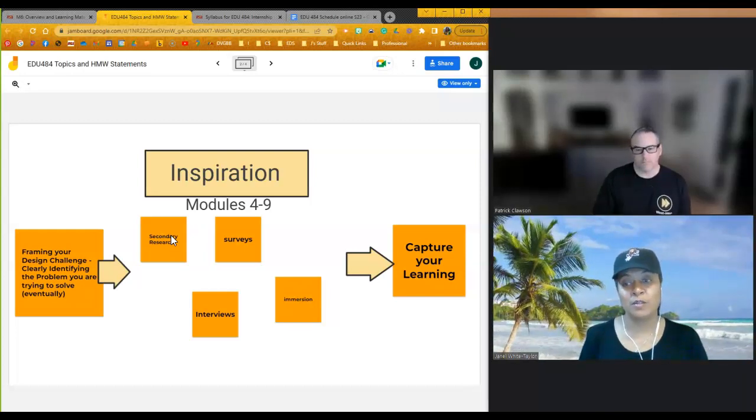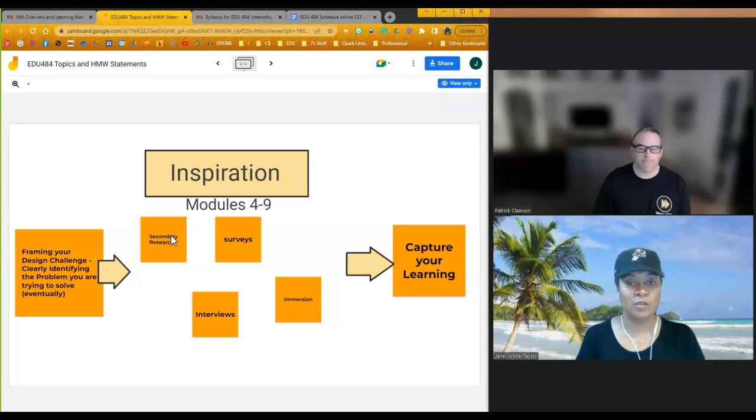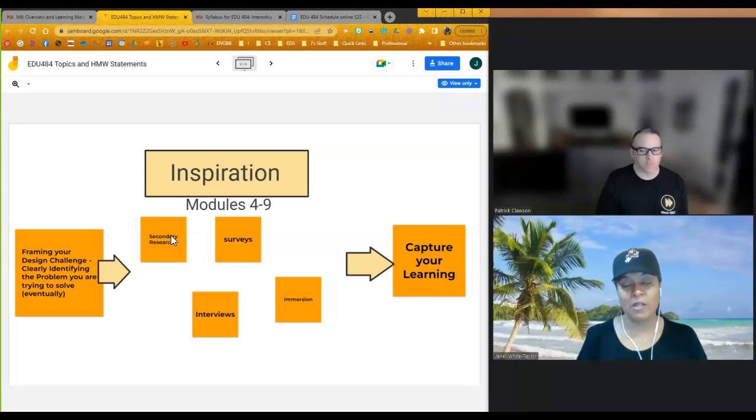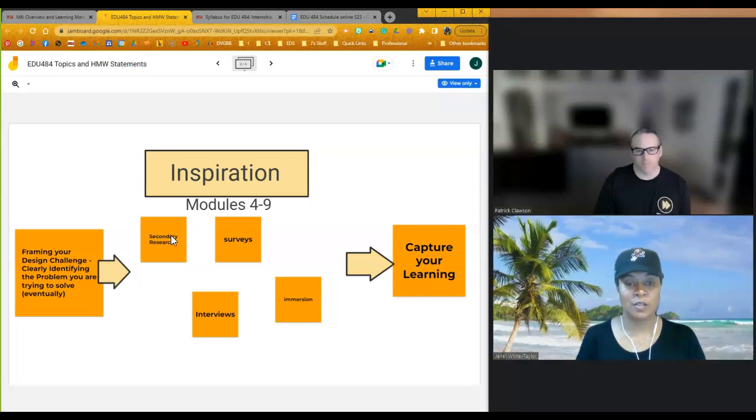Make sure that you understand why there's a problem or a challenge. When you're looking at your surveys and interviews, make sure you're developing questions that really pull apart why this is a problem and how it can be solved. When you're immersing yourself, don't waste time. Really stay present, stay in the moment, look to see what's happening so you get a full understanding of the problem and the challenge that you're trying to solve.